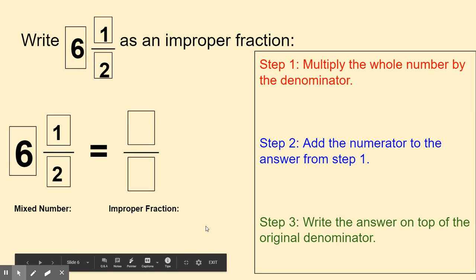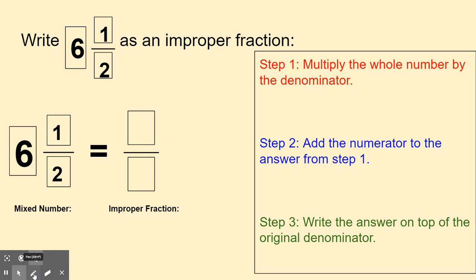Last one we'll try together, and then there'll be a couple of homework problems for you guys posted on Schoology. So step 1, multiply the whole number by the denominator. So what two numbers are we going to be multiplying together in step 1? We know it's the whole number and the denominator, so what two numbers? We'll be multiplying 2 times 6 because that's our denominator and our whole number. And 2 times 6 equals 12.